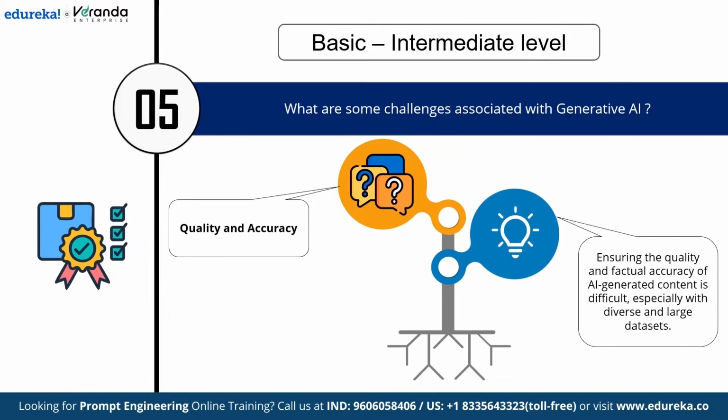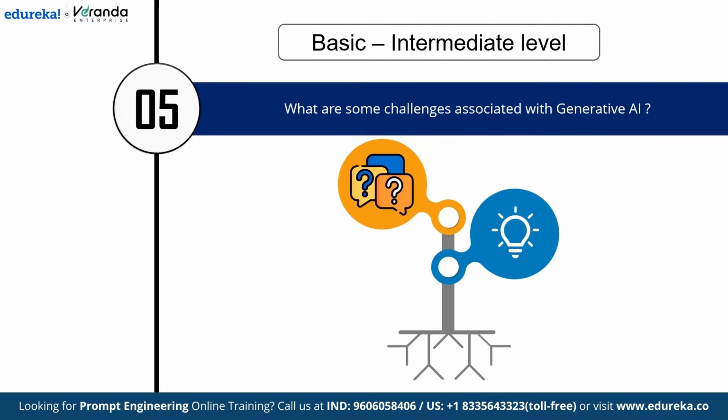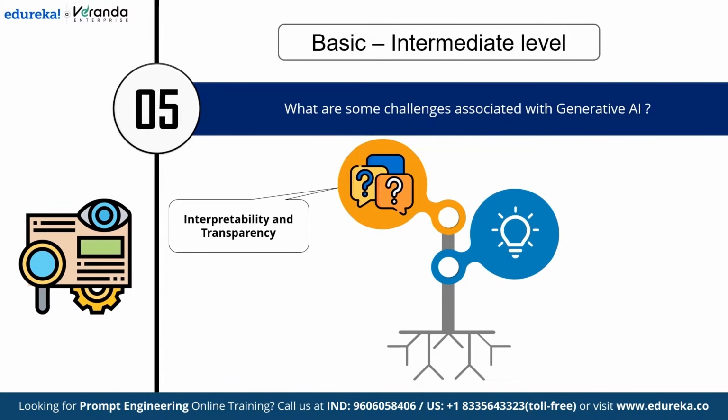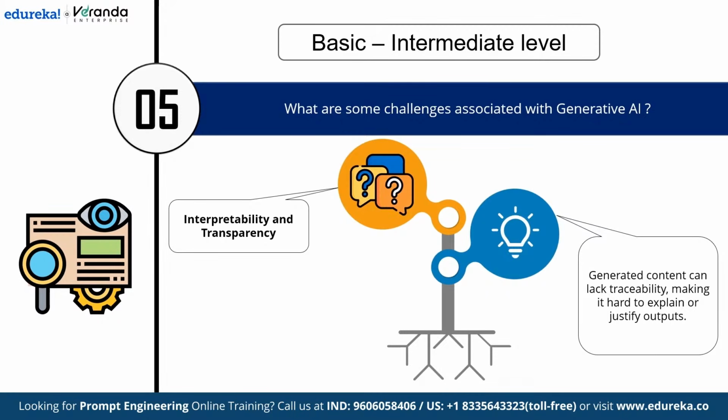Next is quality and accuracy. Ensuring the quality and factual accuracy of AI-generated content is difficult, especially with diverse and large datasets. And the next challenge is interpretability and transparency. Generated content can lack traceability, making it hard to explain or justify outputs. There is also the potential for content to closely resemble copyrighted material.